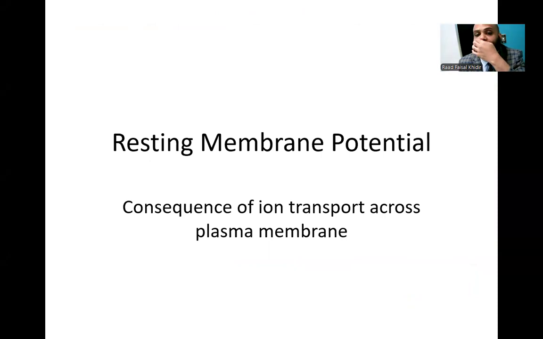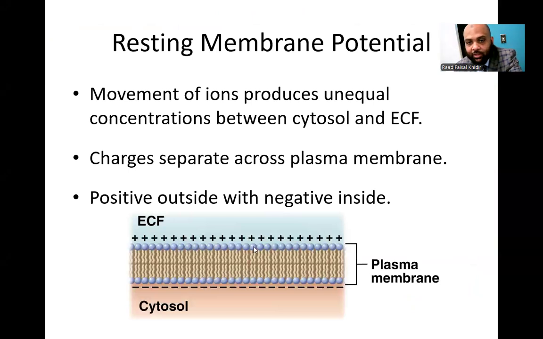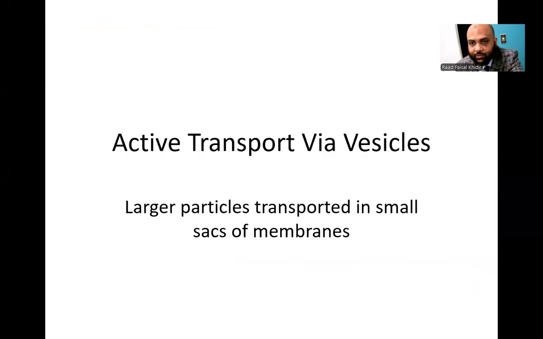The resting membrane potential is a consequence of the ion transport across the plasma membrane. The movement of ions produces unequal concentration between the cytosol and the extracellular fluid. The charges separate across the plasma membrane, and it is positive outside with negative inside.